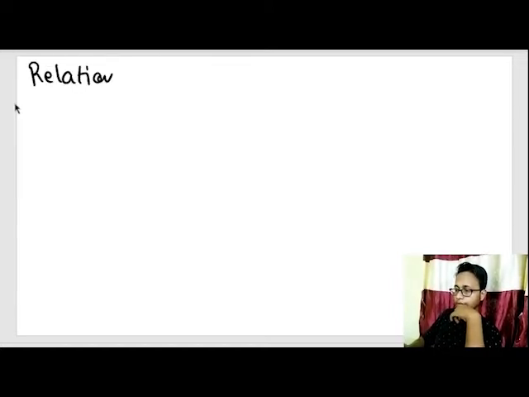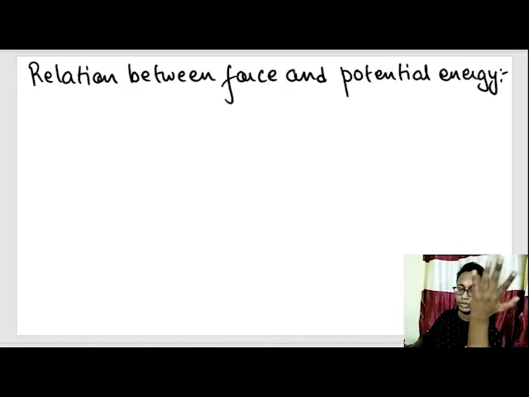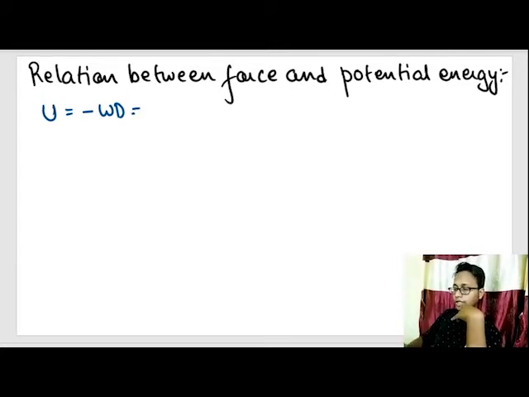Relation between force and potential energy. So what is the relation between force and potential energy? We know that potential energy, represented by U, is nothing but minus of work done, or is equal to minus of F dx. So work done is nothing but F dx, so potential energy is equal to minus of F dx.